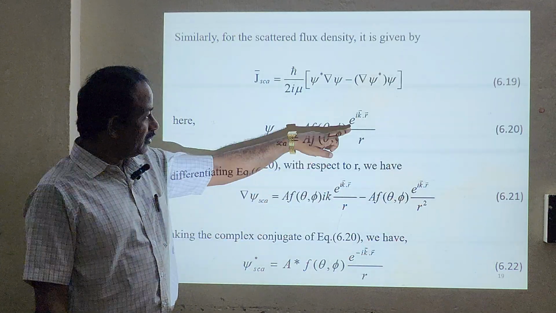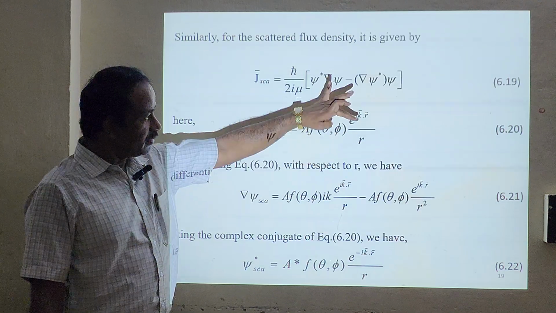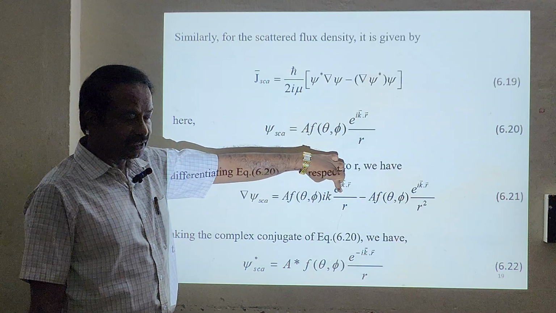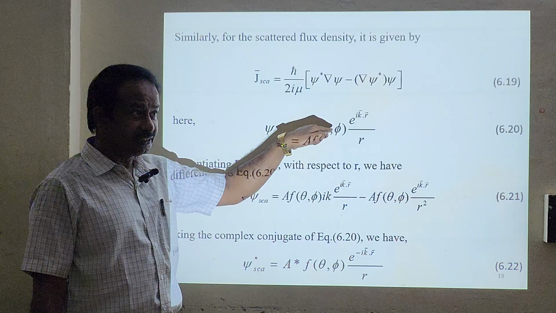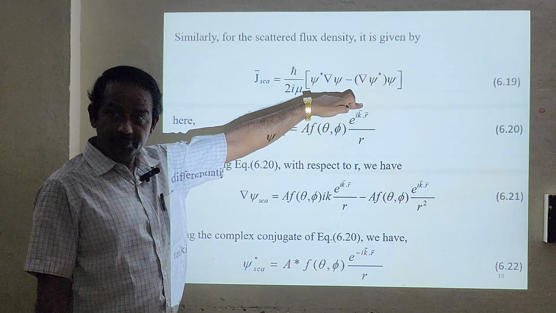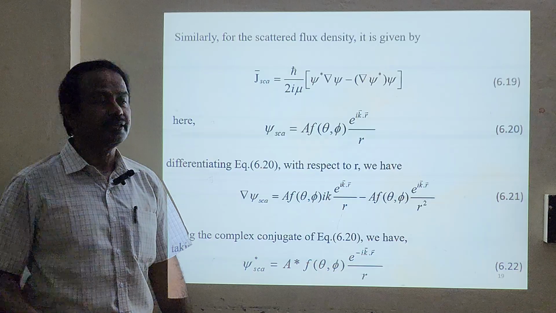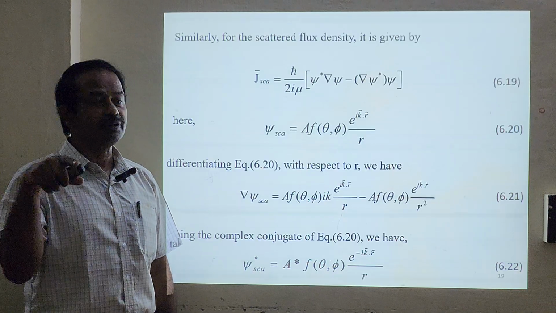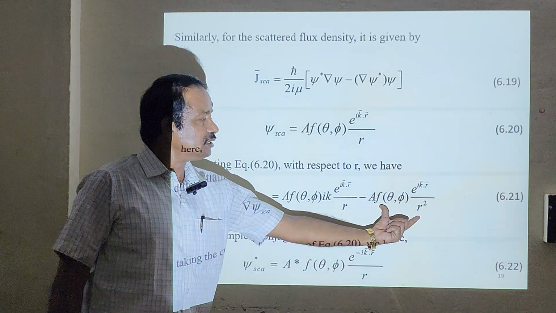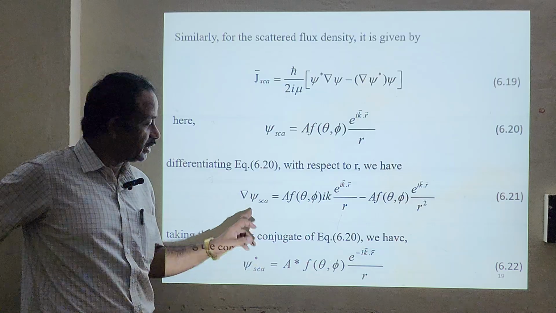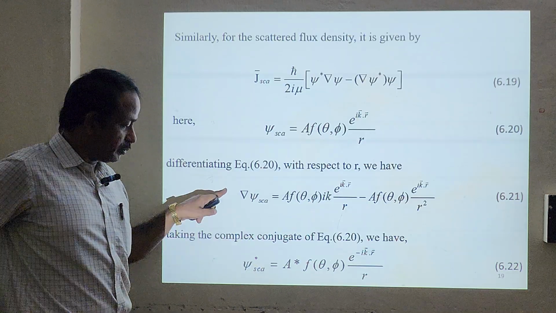I repeat. So r we have kept constant. We will differentiate. We have differentiated. Then we'll have to differentiate the numerator, keeping the denominator constant. Differentiating the denominator 1 by r, that will be minus 1 by r squared. So this will be your expression. So your del psi scattered is over.